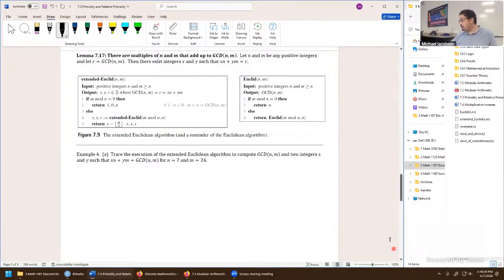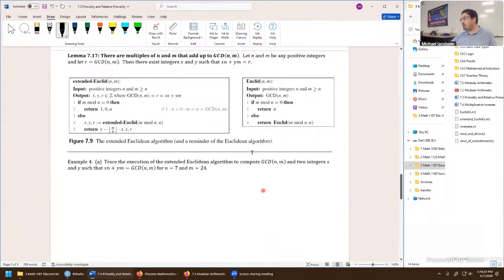Well, there it is. We're going to trace this to see just exactly how it goes. On the right is the ordinary Euclidean algorithm, just for quick reference. So for the extended algorithm, we take a set of integers n and m. We want m to be the larger of the two. It's going to output an x, y, and r, which are the same as the x, y, r that you see here in the above lemma.